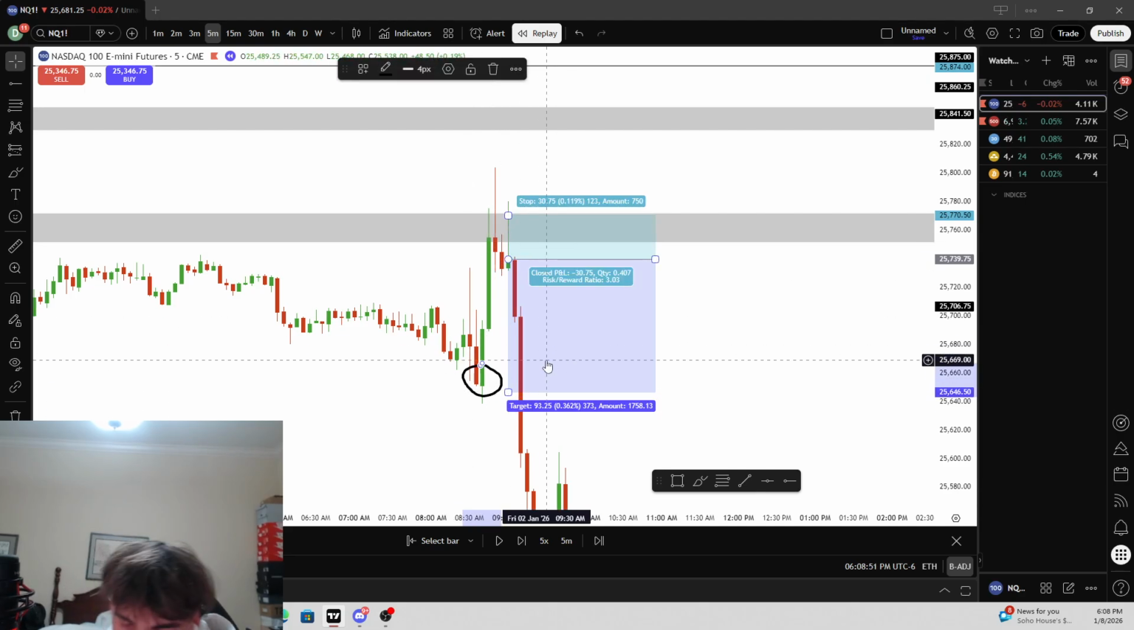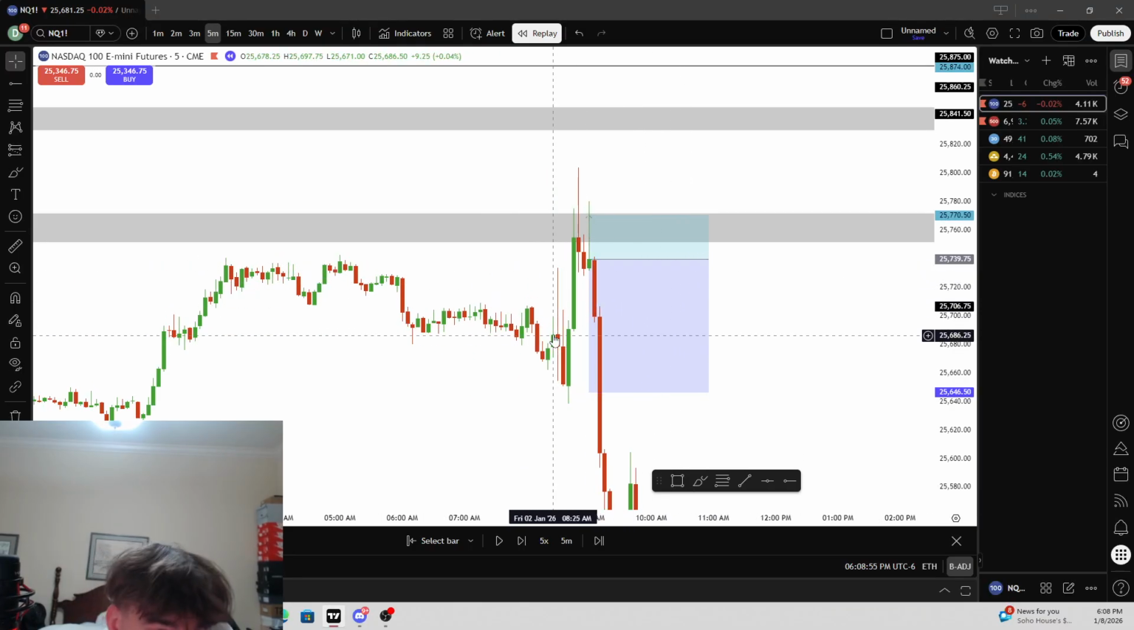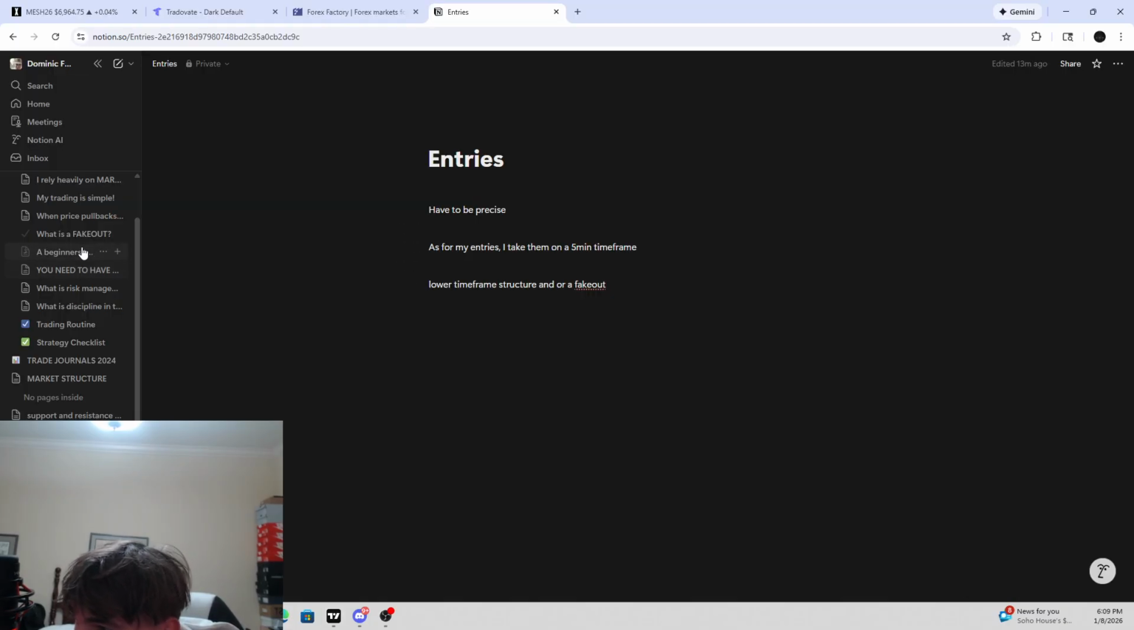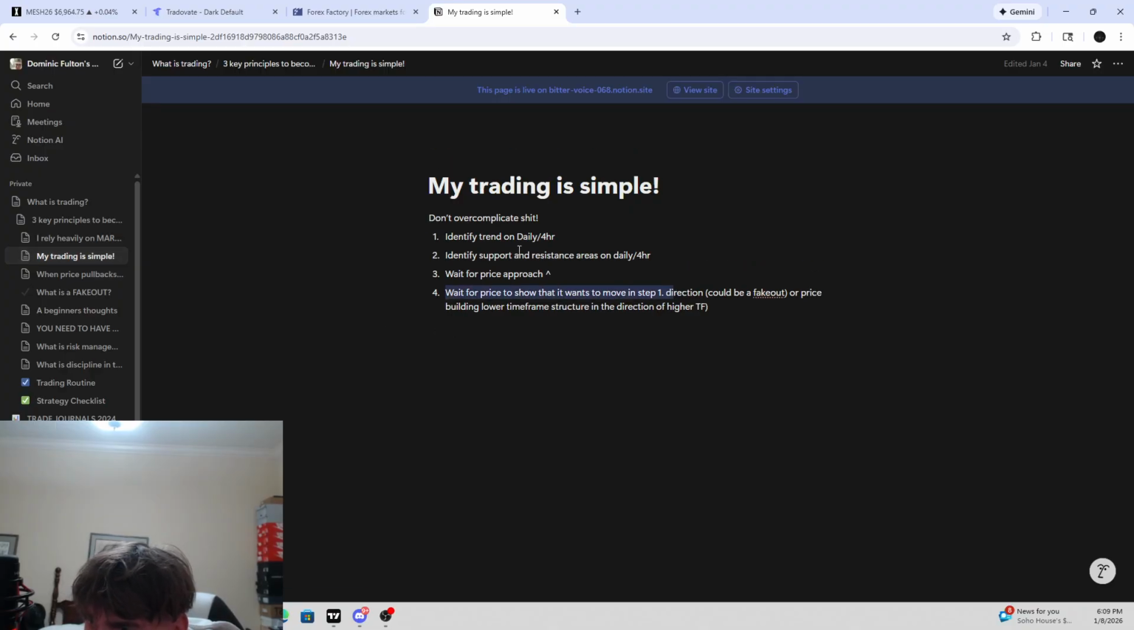So the biggest thing you want for entries is you want to watch the market. If it's pulling back, be patient, bro. Don't just jump to action. Wait till it tests that level, like I have on the sheet. Wait till it tests the level. Wait for price to show it wants to move in your direction. Wait till it gives a fake out. Wait till it builds lower time frame structure.